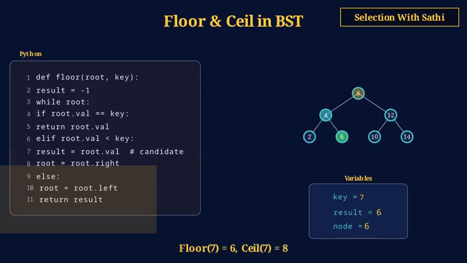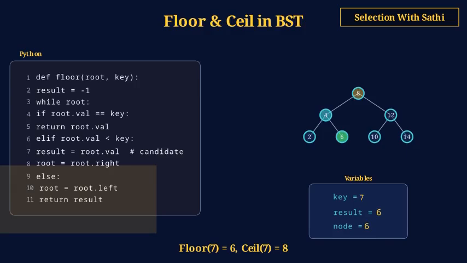Look at line 4. If we find an exact match, return it. Line 6. If the current node is less than x, it could be the floor. Save it as a candidate and go right to find a bigger candidate. Line 9. If the current node is greater than x, go left.